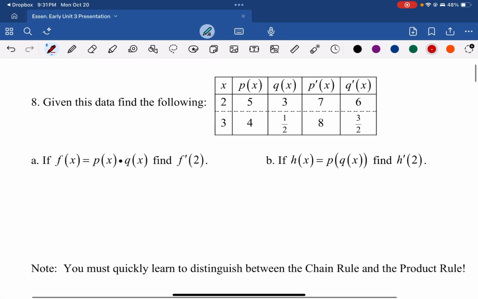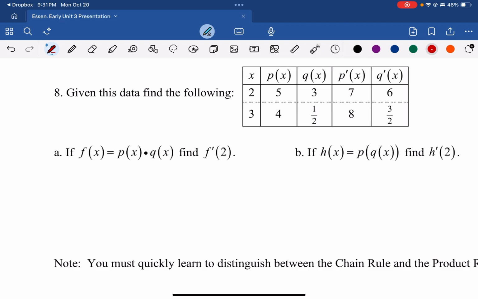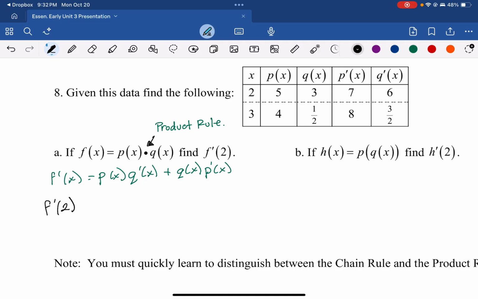Okay, let's look at number 8. It says, given this data, find the following. If f of x equals p of x times q of x, find f prime of 2. We've got a little multiply there, so that's going to mean the product rule. Right? So f prime of x is going to equal p of x times q prime of x plus q of x times p prime of x. We want to find f prime at 2. So I'm going to plug in that 2 into my little derivative we found here. And then I'm going to fill in this information from the table.